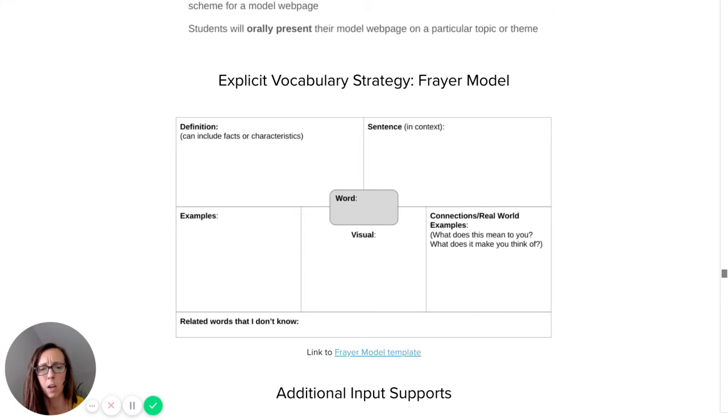What does this make you think of? Where have you seen this before? What does this mean to you? And then what are related words that you don't know? So as students are looking up the definition, they can include their other words that they're not sure of, so that they can look those up later or ask somebody.